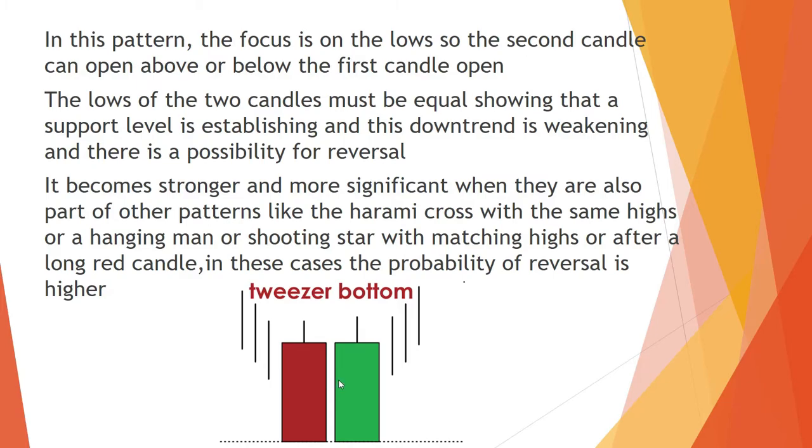It becomes stronger and more significant when they are also part of another pattern, like the Harami cross, which we saw in the last episode, with the same highs, or a hanging man, or a shooting star with matching highs, or after a long red candle. In these cases, the probability of a reversal is higher. So the Harami cross, the hanging man and the shooting star we saw in the first episode, so you can just check them, and then you can understand what we mean when we say that it becomes stronger and more significant when they are part of patterns like the ones we have mentioned here.